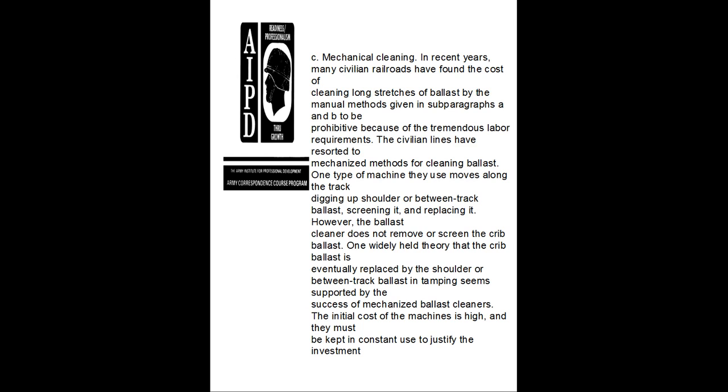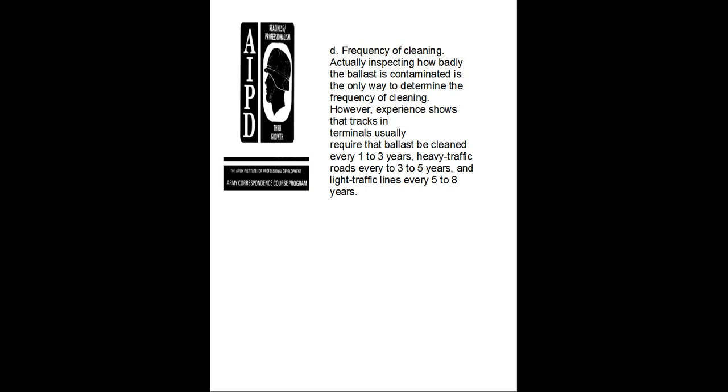The shoulder between the track ballast and tamping seams are supported by successful mechanized ballast cleaners. The initial cost of the machines is high, and they must be kept constantly in use to justify the investment. Actually inspecting how badly the ballast is contaminated is the only way to determine the frequency of cleaning. However, experience shows that track terminals usually require the ballast to be cleaned every 1 to 3 years, heavy traffic roads every 3 to 5 years, and light traffic roads every 5 to 8 years.